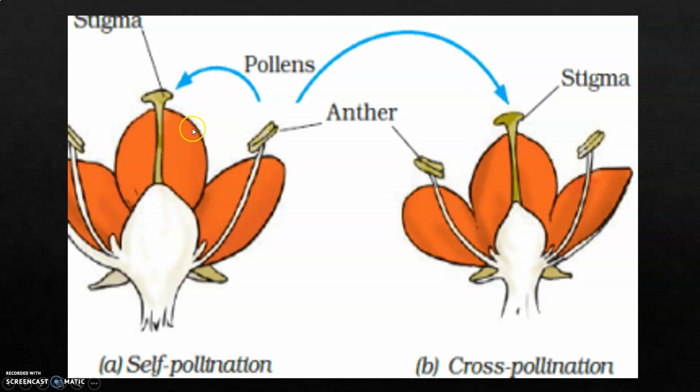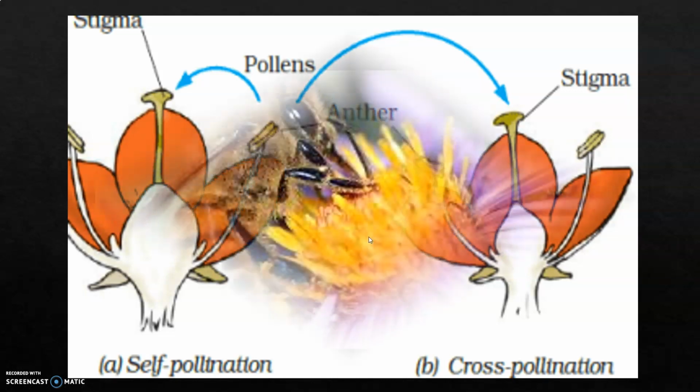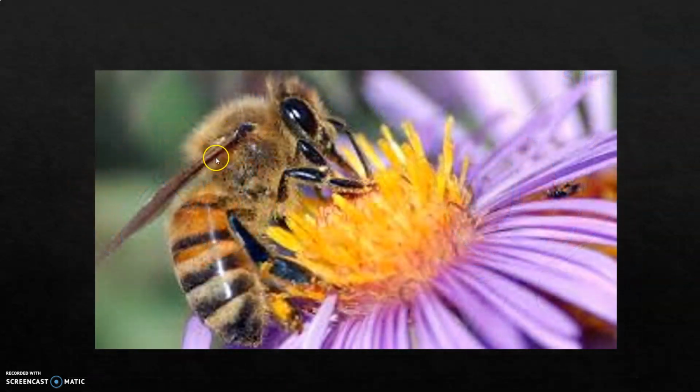Now, this is what we were discussing, self-pollination. If it is between the same flower or on the same plant, it will be called self-pollination. But if it is occurring between two different flowers of two different plants, it is called cross-pollination. Here you can see a honey bee, which is sucking nectar from the flower. The nectar is produced to attract the insects so that they can perform pollination.